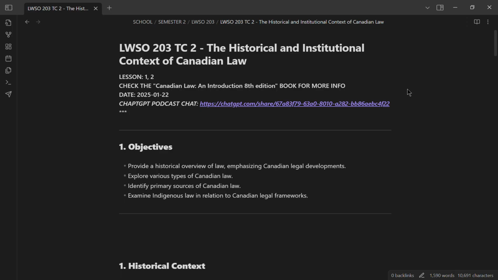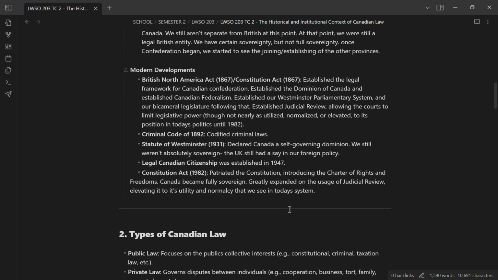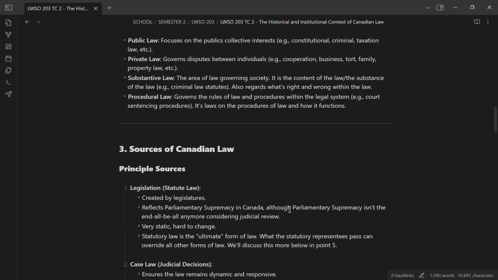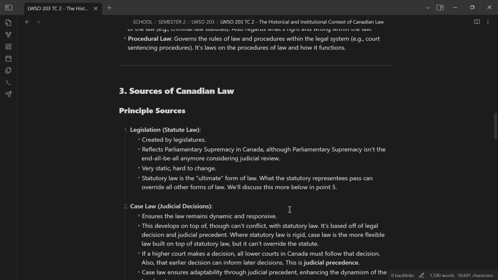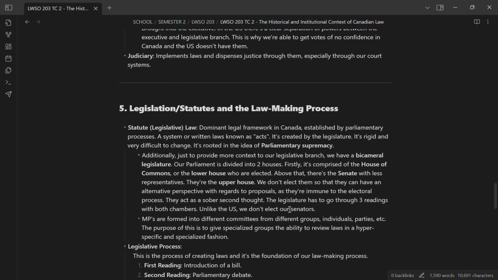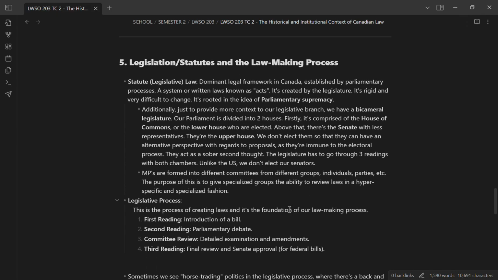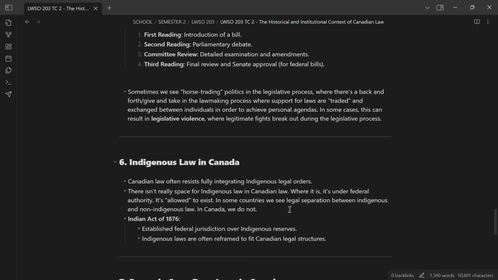Topic 2, the historical and institutional context of Canadian law. Again, we went through some legal history, both early and modern developments. We went through forms of Canadian law, sources of law, and both principal and subsidiary principles. The branches of government, our legislative process and our parliament and our bicameral legislature, and the Indigenous law in Canada and such.